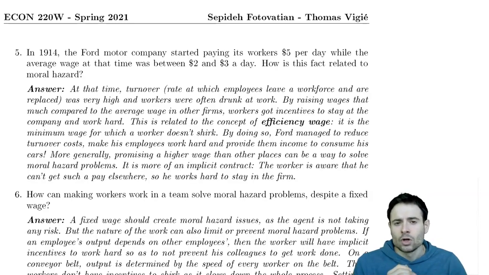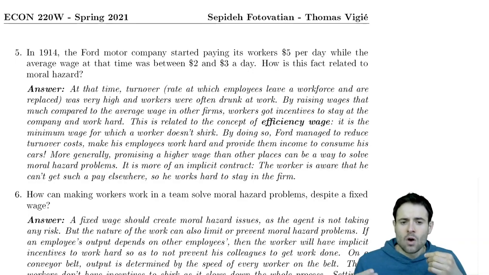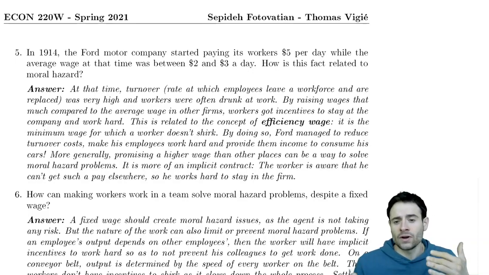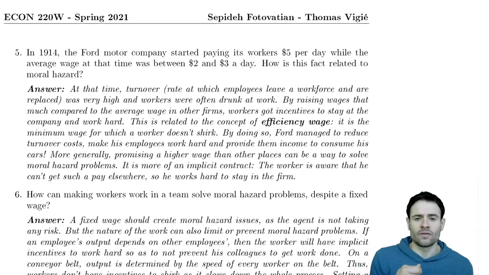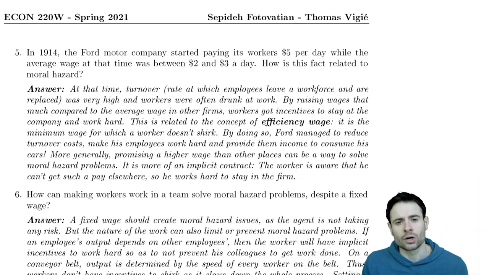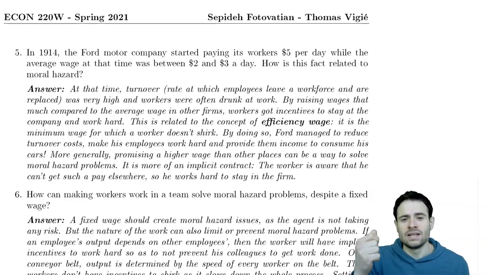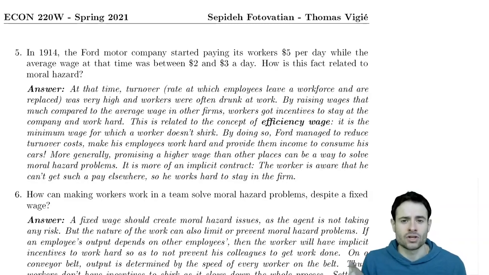At that time, turnover, which is the rate at which employees leave a workforce and are replaced, was very high, and workers were often actually drunk at work. The job was not very interesting. They were working on a conveyor belt, assembling pieces and passing them to their coworker. So pretty often they would come to work drunk, or they would not show up, or often leave the job to go for another job.